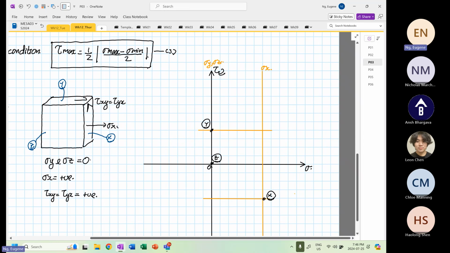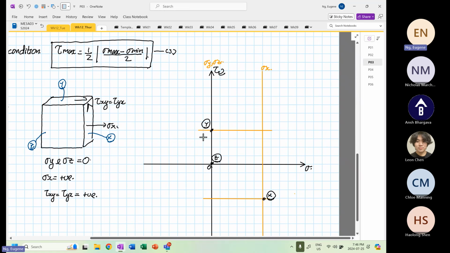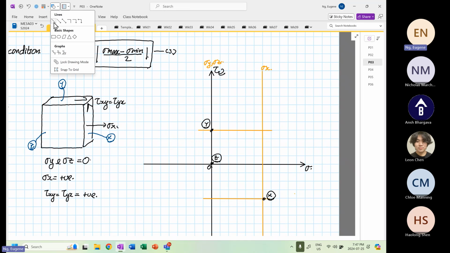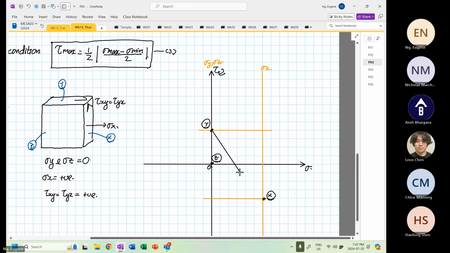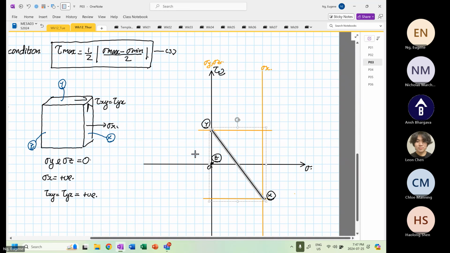So now the 3D Mohr circle, the thing changed. So if I were to draw XY, right? This is our Mohr circle. Hold on, somehow it does not look right. Hold on. So I'm going to draw a straight line first. I join the both of them. And then our circle.